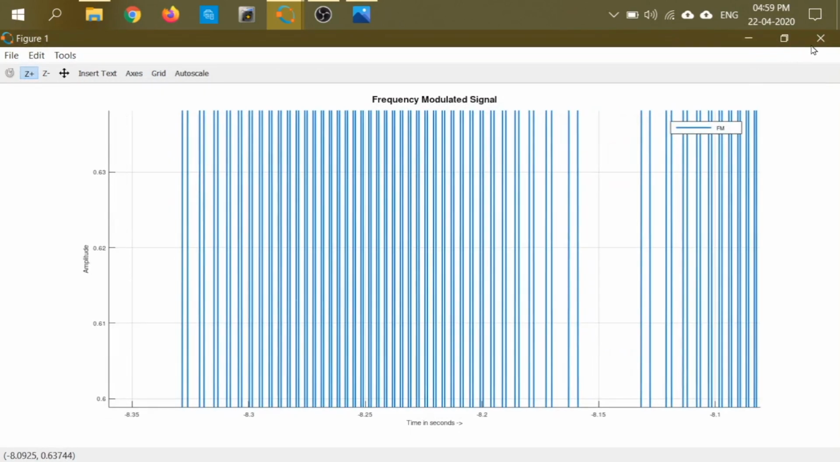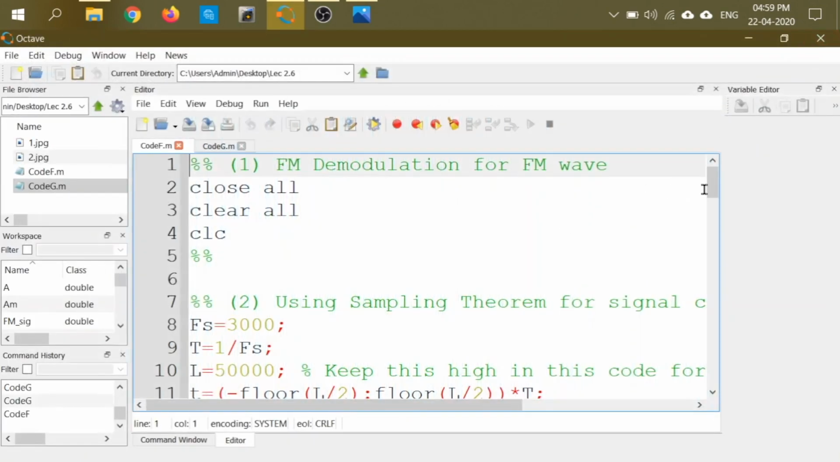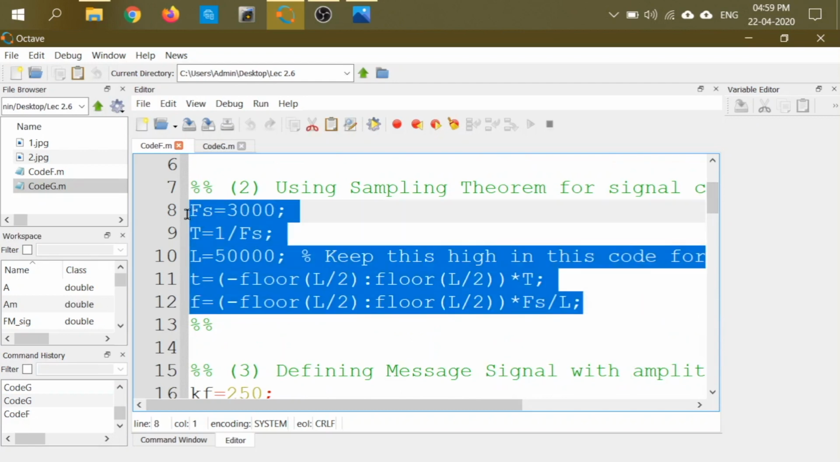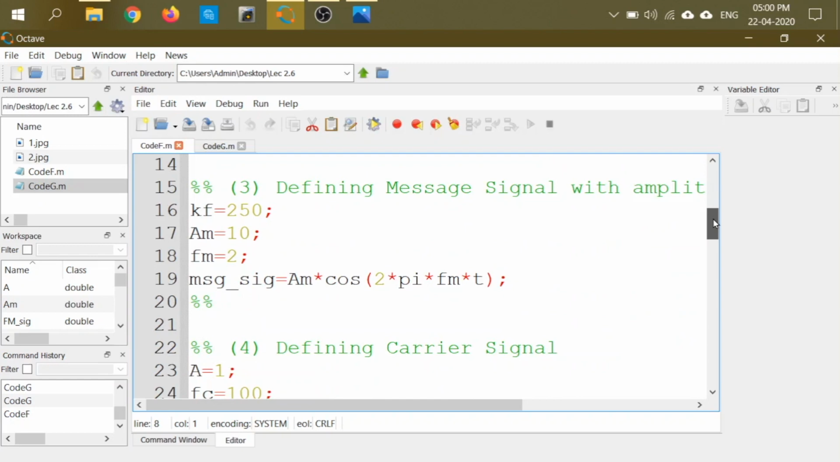So now let us go to the code. We will understand each and every line of the code. This is for FM demodulation for the FM wave, right? Section 1 is about naming. Section 2, let's look at section 2. It is the usual section which is used for creating the time and frequency axis as per the sampling theorem. We have discussed this several number of times. So let's move on to section number 3. Here we have defined a message signal with amplitude AM. AM is the amplitude of the message signal, FM is the frequency, and here your message signal is defined.